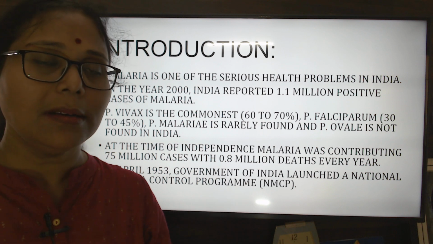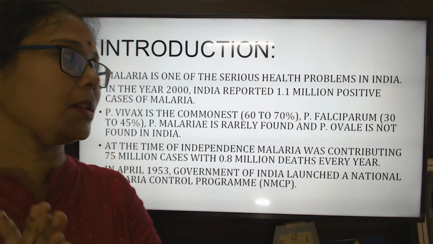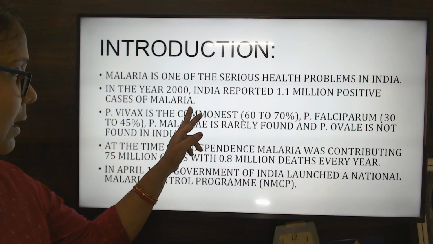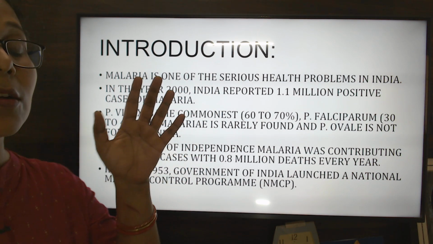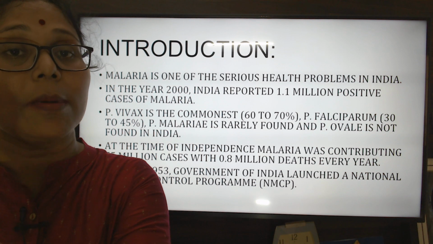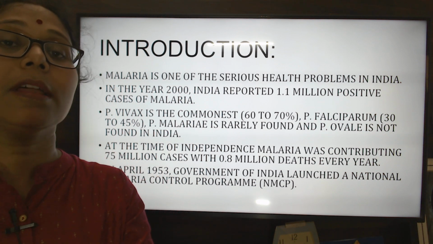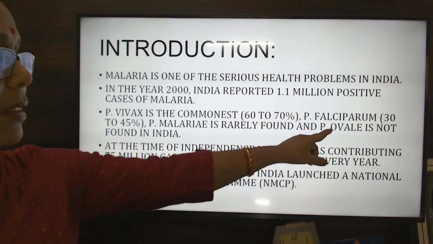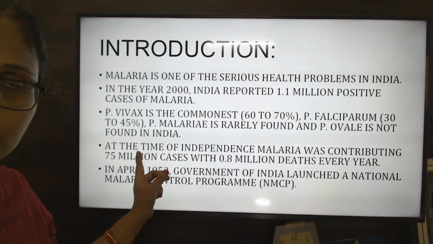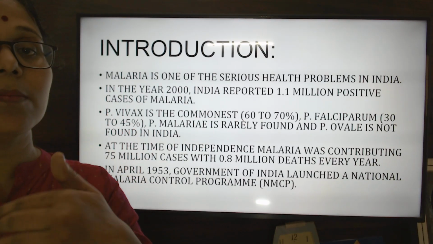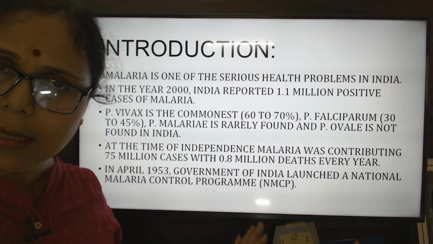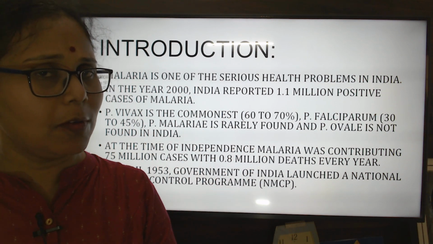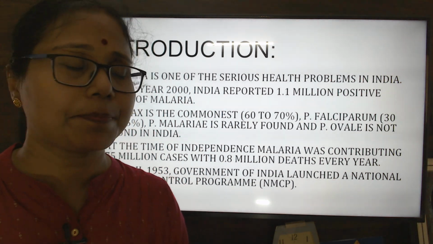If you see the present status in the year 2000, there were 1.1 million positive cases of malaria, and out of them Plasmodium vivax is the commonest, 60 to 75% of the cases. Falciparum is 30 to 45%, and this is the fatal one that puts the patient into a fatal condition. Plasmodium malariae is rarely found, and Plasmodium ovale is not found in India.